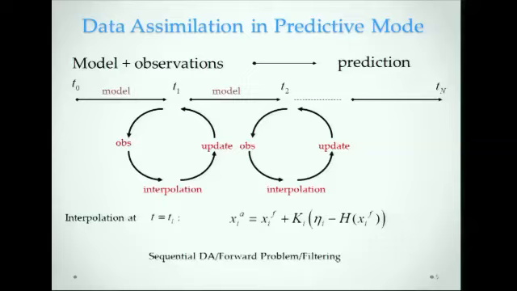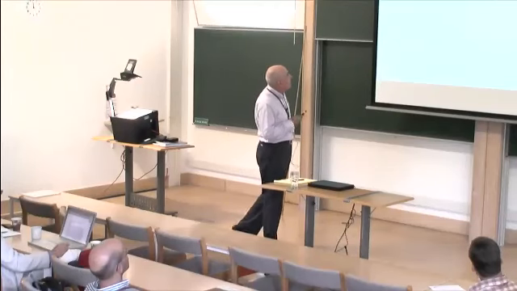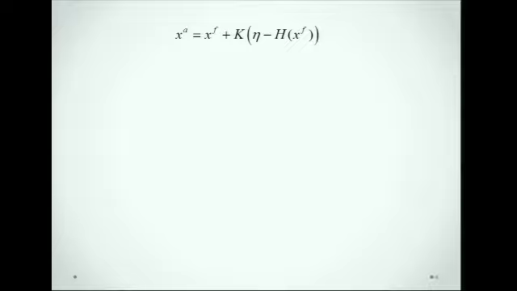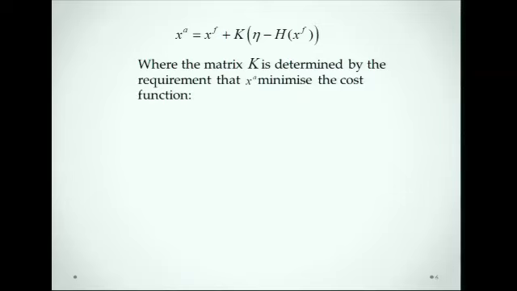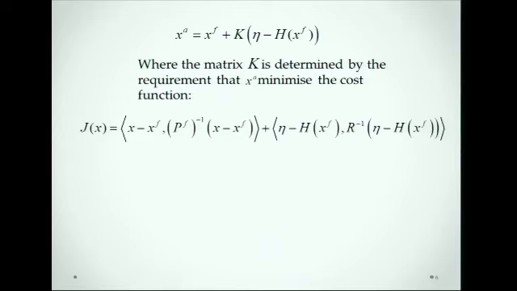Okay, so I haven't told you how you calculate the K. So how do we calculate this K? Taking the subscripts off, so making it sort of general again, you do this at each step. K is determined by the requirement that the analysis, xa, minimize a certain cost function. And that cost function is given here. It's the natural thing. It's just the least squares method, if you think about it, given your error covariances in the observation and your error covariance in your forecast, right?